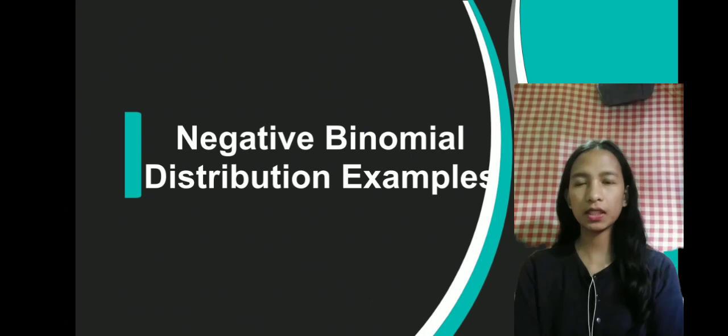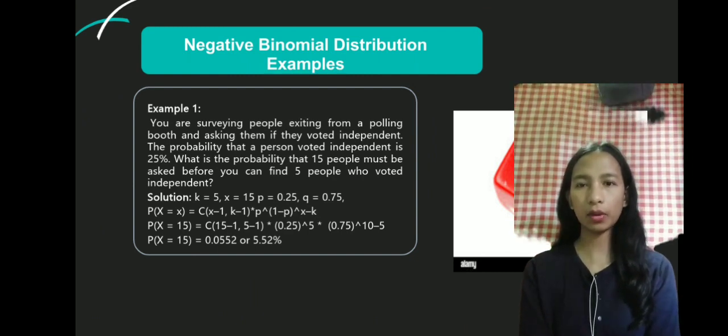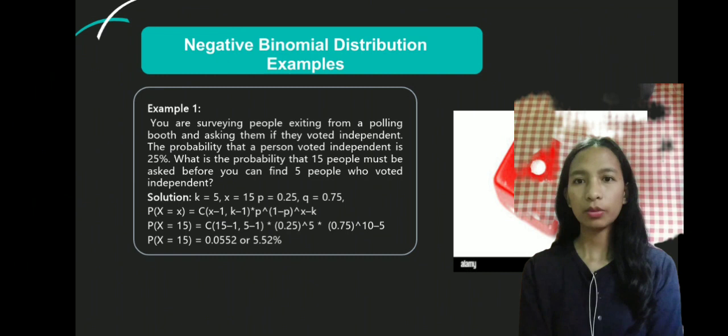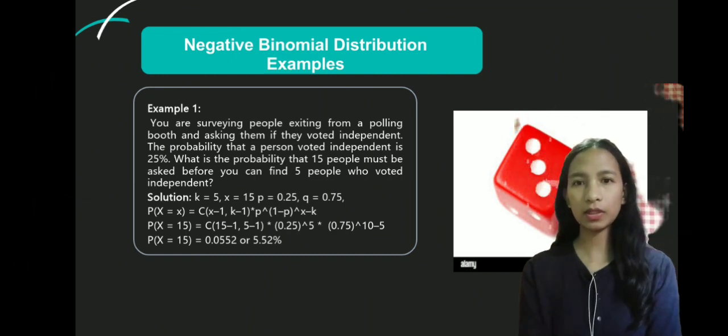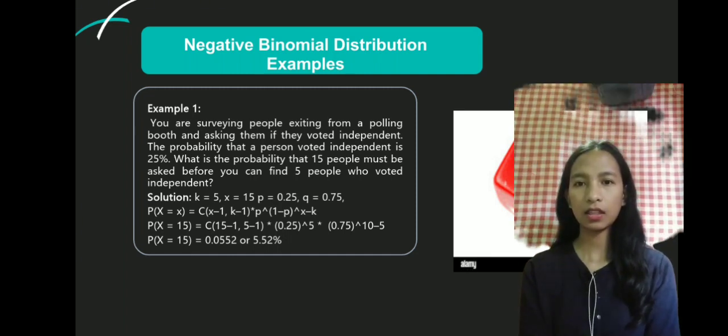Now, let's proceed to the examples of negative binomial distribution. We are surveying people exiting from a polling booth and asking them if they voted independent. The probability that a person voted independent is 25%. We want to calculate the probability that we need to ask 15 people before finding 5 people who voted independent.